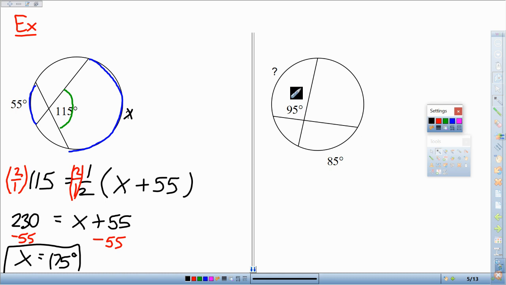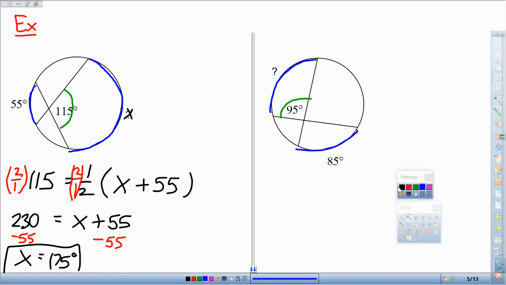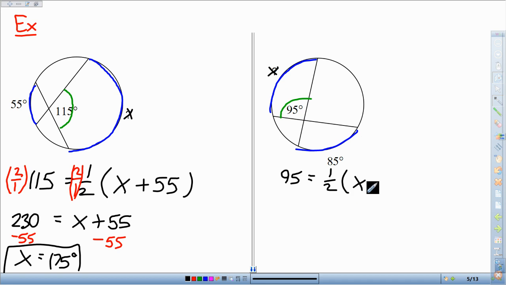Okay, let's try another one. So yeah, here is my angle in the circle. Here are my two intercepted arcs. Let's start with the angle, 95, equals 1/2 of the two arcs added together. I'm going to call this one x. I can't really tell which one is the bigger or the smaller, so I'm just going to make x the first one. But again, if I swap those, it would be fine on these problems.